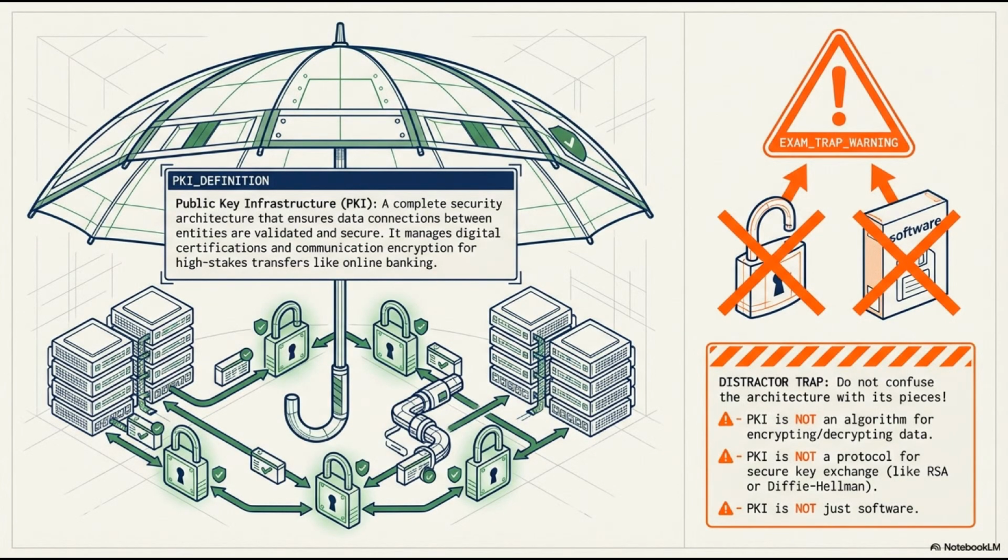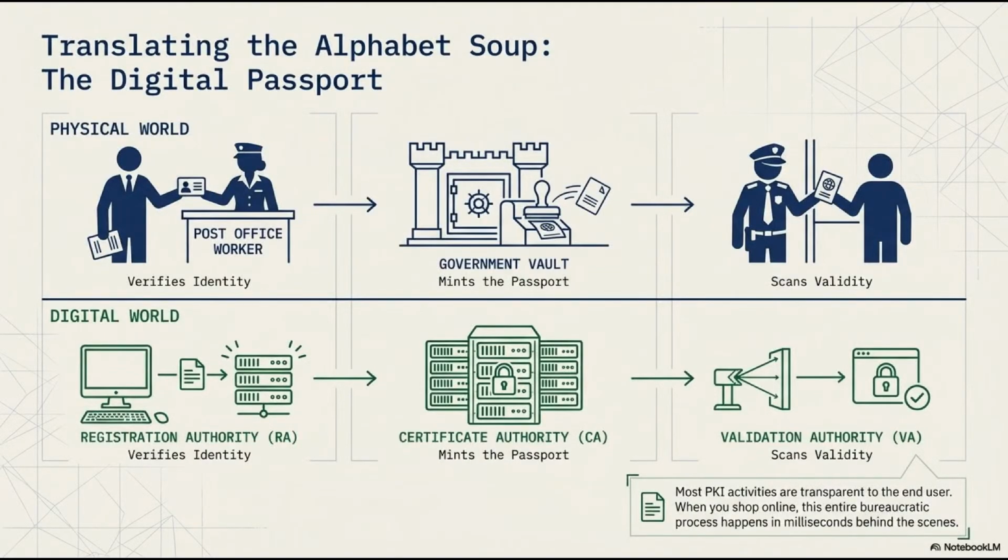All right, to make all these moving parts stick in our heads, we are moving on to slide 3, translating the alphabet soup, the digital passport. The alphabet soup, yeah. PKI is notoriously full of acronyms that just completely blur together. But I love this slide because it maps the physical world to the digital world. Suddenly, it just makes sense. Because our digital trust systems actually mirror the bureaucratic systems we've used for centuries to establish physical trust.